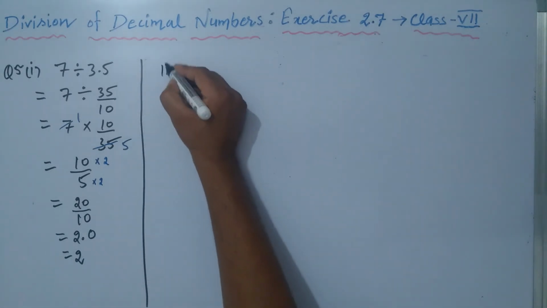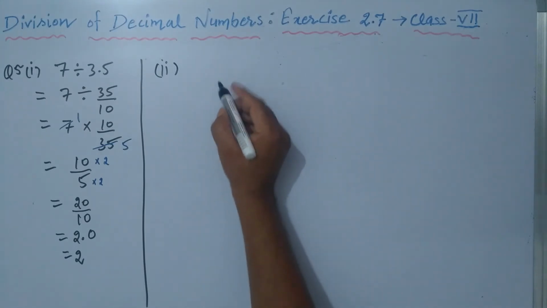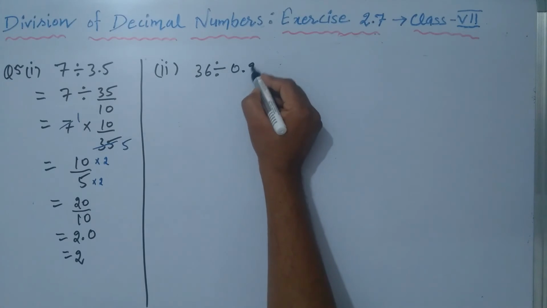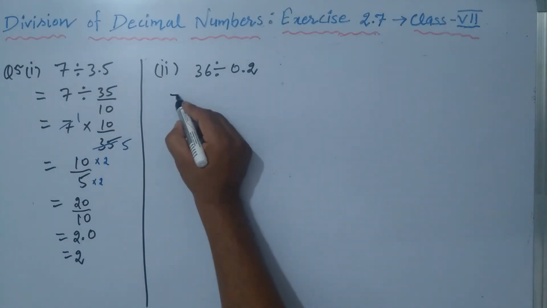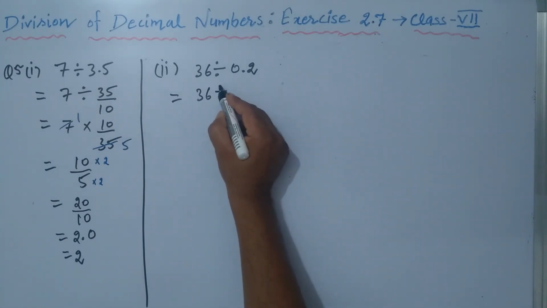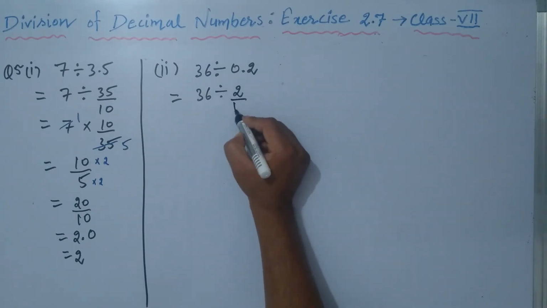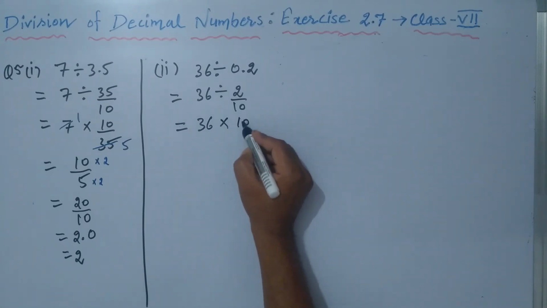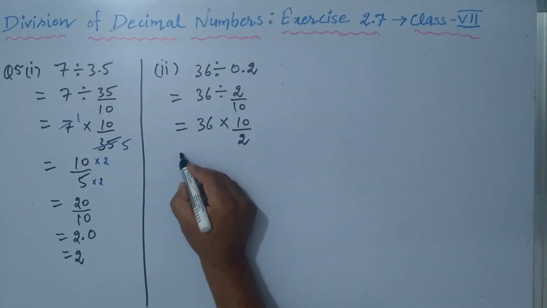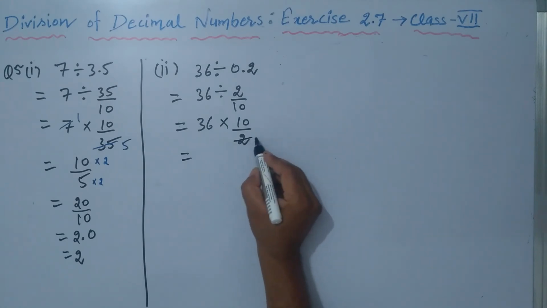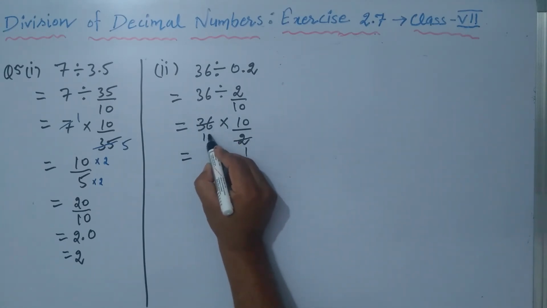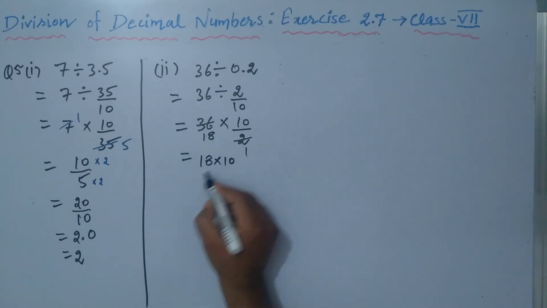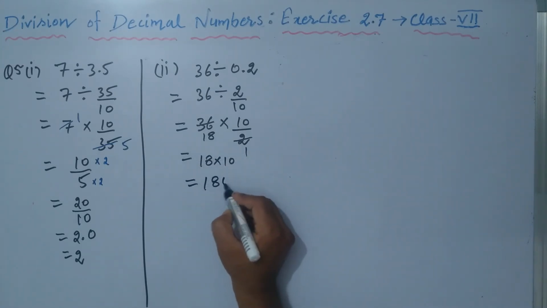Second part, 36 divide 0.2. This means 36 divide 2 upon 10, which means 36 into 10 upon 2. This means 2 ones are 2, 18 twos are 36, 18 into 10 equal to 180.